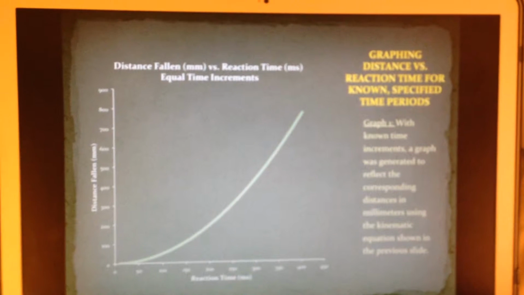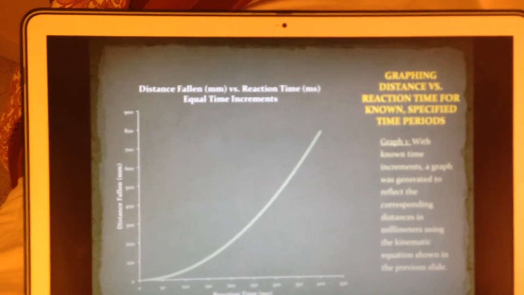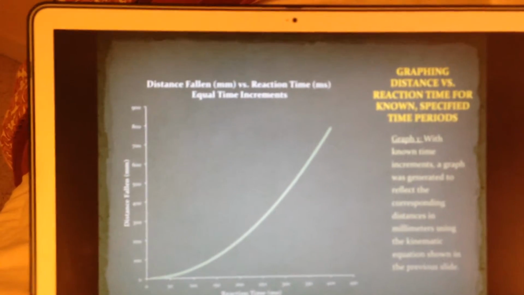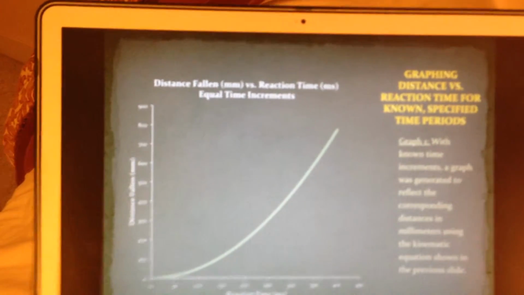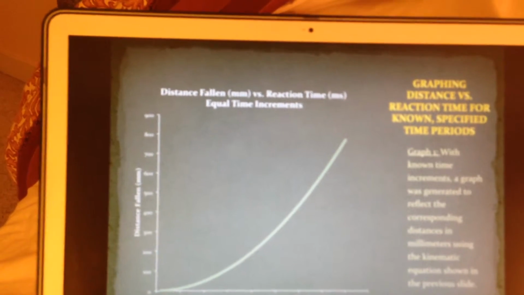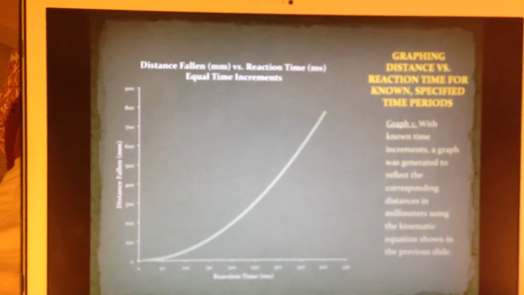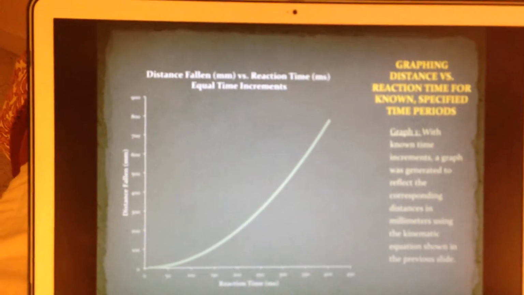Here is an example of a distance versus reaction time graph for known specified time periods. With known specified time increments, a graph was generated to reflect the corresponding distances in millimeters using the kinematic equation shown in the previous slide, y final equals 1/2 times acceleration times t squared.